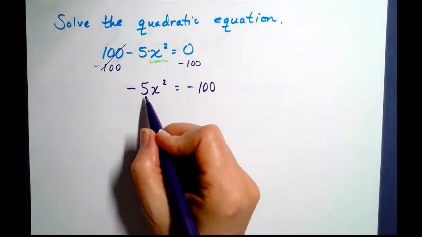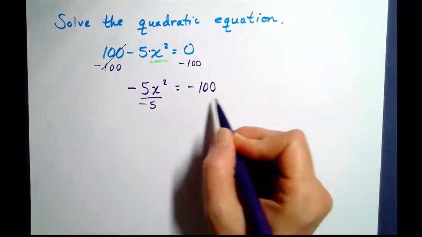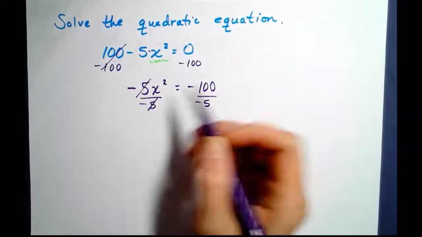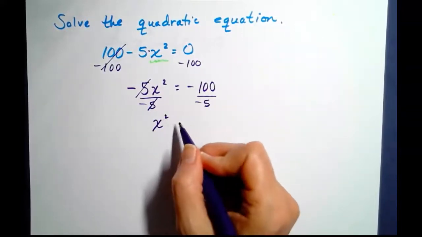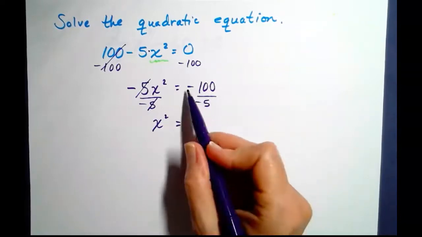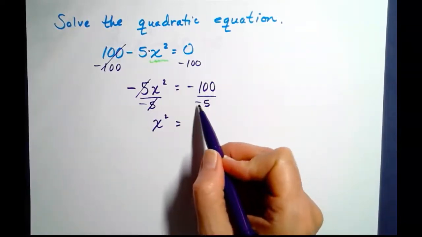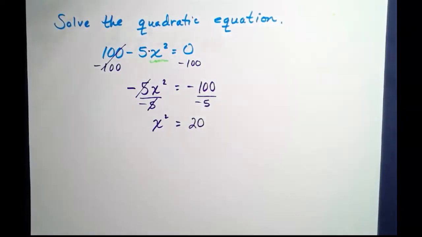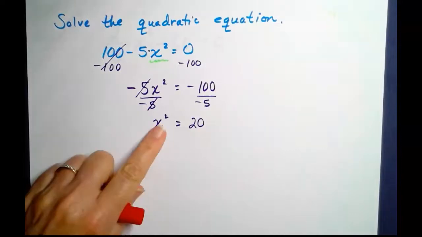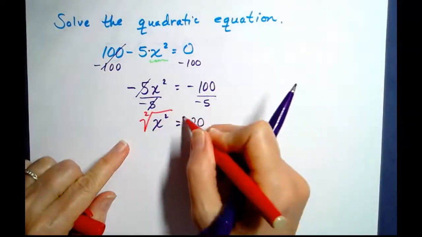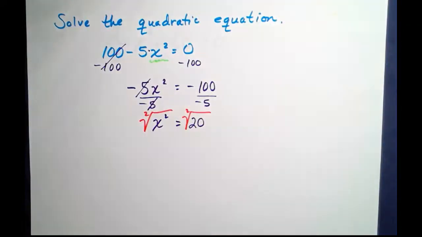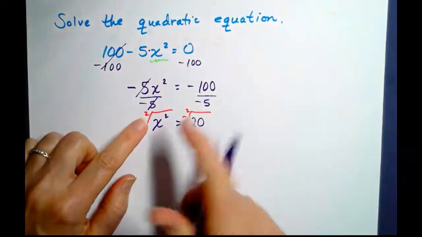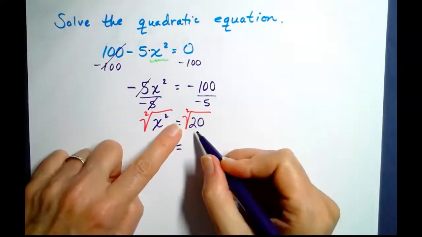Next, undo the times negative 5. The inverse operation of times negative 5 is division by negative 5. Negative 5's cancel, and we get x squared. So x squared equals negative 100 divided by negative 5. Negative divided by negative is a positive, 20. X squared equals 20. Continue with an inverse operation. The inverse of squaring is to take the square root. So we're taking the square root of both sides. The square root of x squared is x, and the square root of 20.